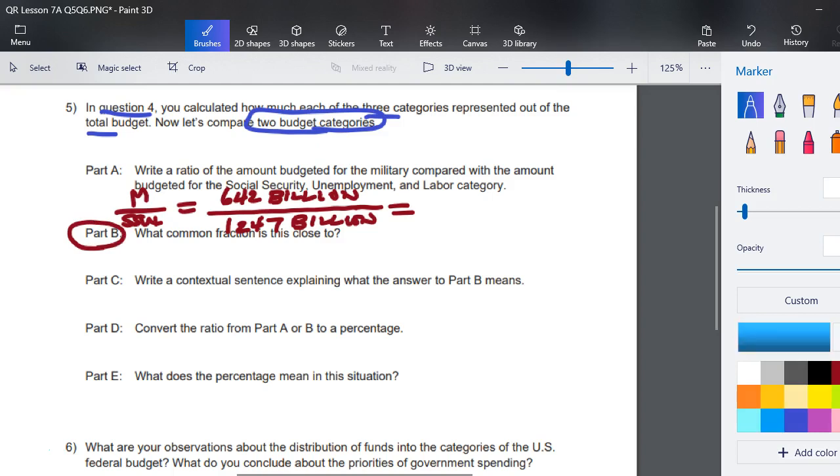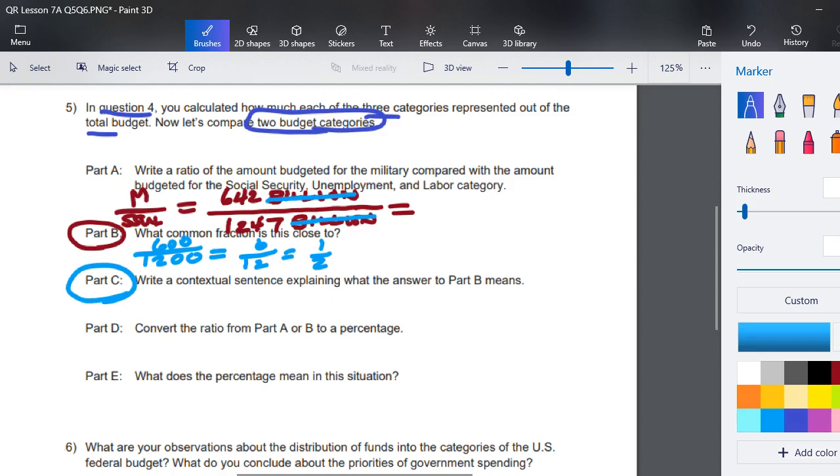Part B is going to take us a little further to say what common fraction is this close to. And so realizing that billions, 9 zeros, and another same billions, 9 zeros, we can just look at this as about 600 over about 1,200, which is about 6 over 12. That's about 1 out of 2, or 1 over 2. So part B said, what kind of fraction is this close to? Well, it's close to 1/2.